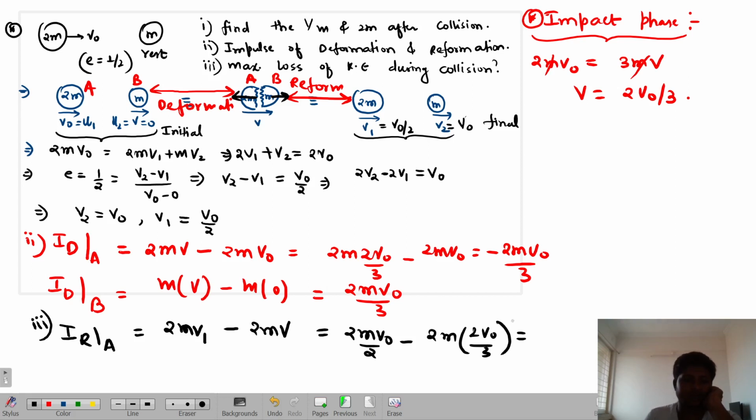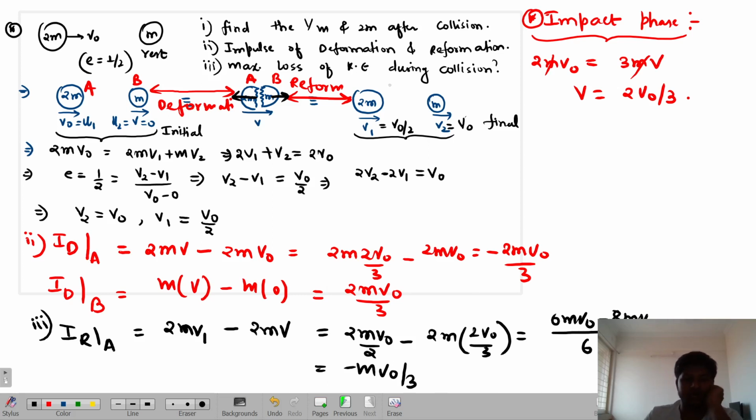So this is going to appear as, how much is it coming? It will be 2 to the 4, 3 to the 6, 6 minus 6 minus 2 to the 4 to the 8. So this will come, IR of A is minus of, check how much it is coming, 6 minus 8 MV naught. So that is minus of MV naught by 3.